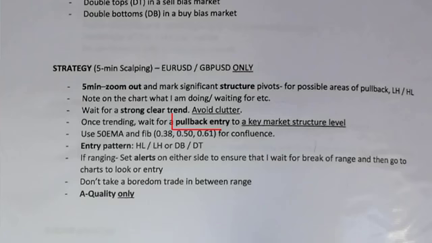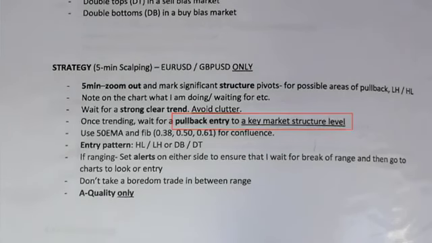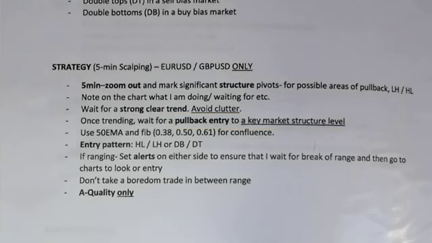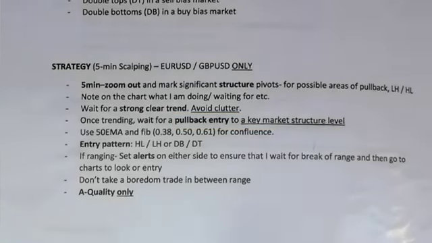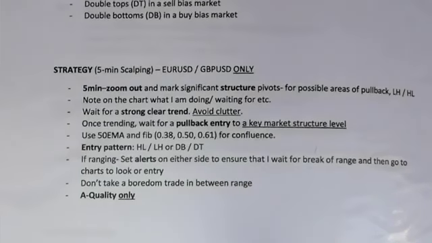Once there is a clear trend, I'm waiting for a pullback entry. So price action needs to pull back to one of these key market structural levels and then give me some sort of signal that it is stopping that pullback, whether that's a couple of wick rejections of that level.